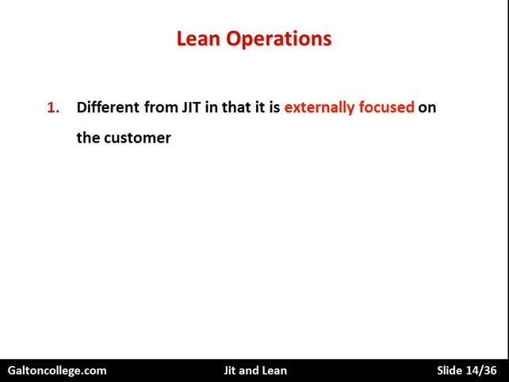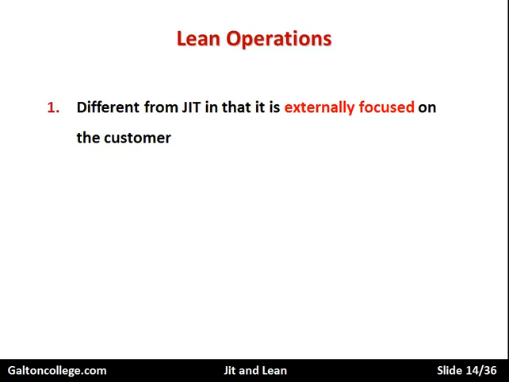Lean operations, well, different from JIT in that it is externally focused on the customer. So JIT is looking at the production system inside, getting everything just in time, everything synchronized ideally, running very smoothly and continuously. So it's almost a case with JIT that the suppliers on the outside are part of the production system of the business. They are delivering small quantities on the day, getting it processed, and the whole system is synchronized and running smoothly together.